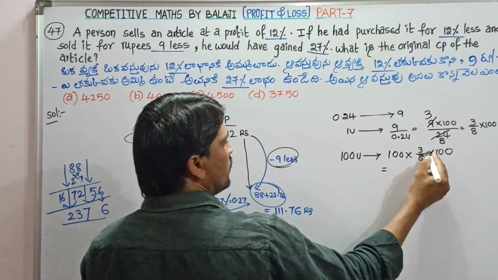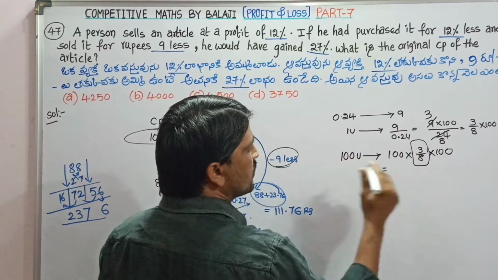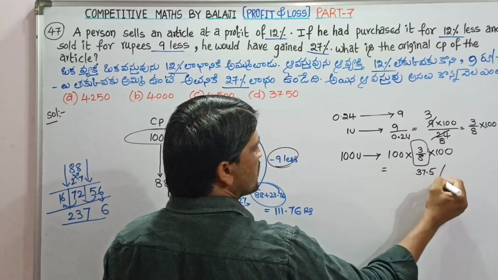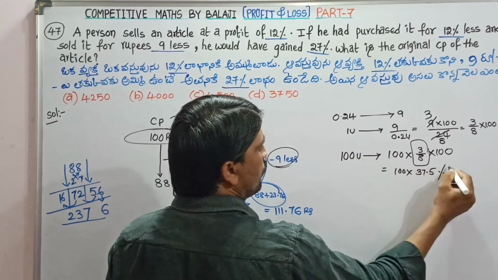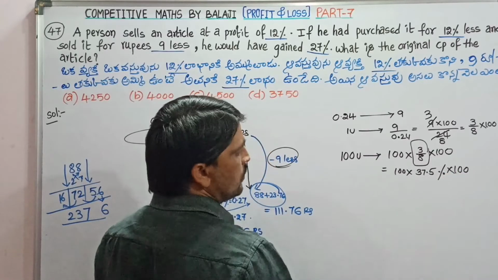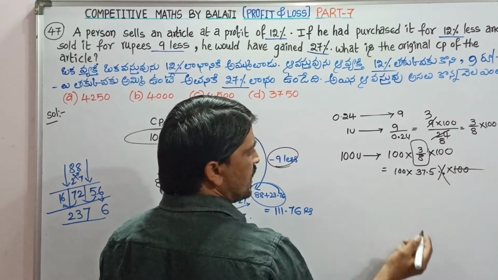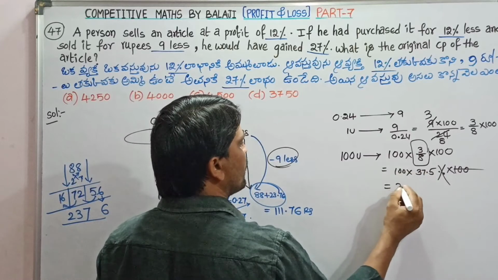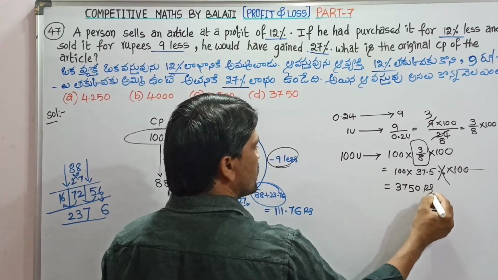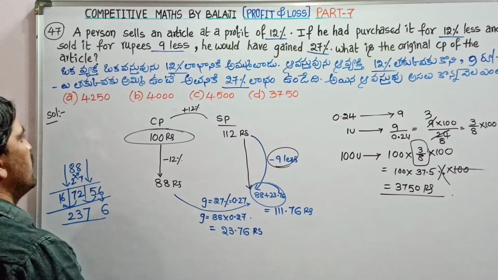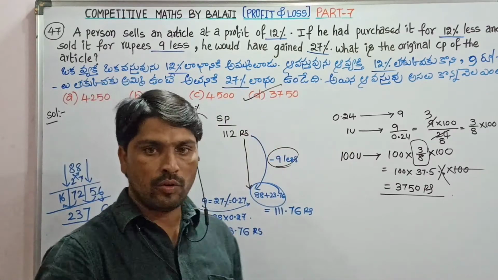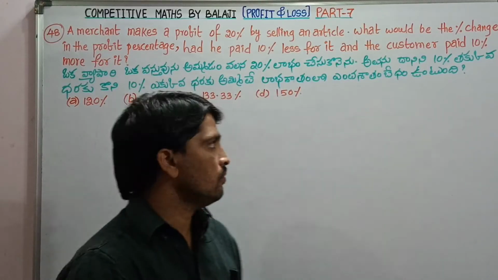But we know that the percentage value of 3 by 8 is 37.5%. And we have 100 into 100. Yes, the percentage 100 gets cancelled. 100 into 37.5, that is 3750 rupees is the initial cost price. So the answer is D. Okay, next question.